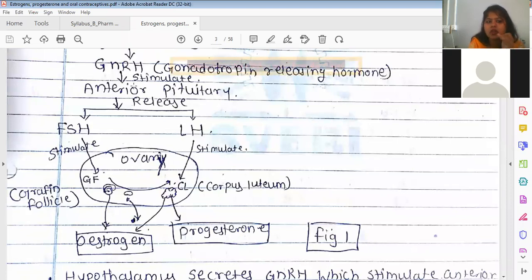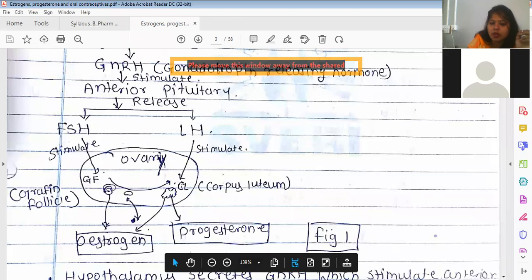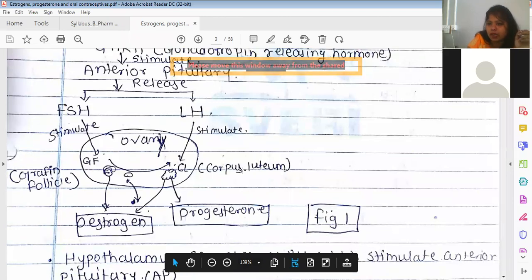FSH and LH. What is the FSH? FSH is the follicle stimulating hormone, and LH is the luteinizing hormone. Clear? Already in HAP we learned what is the role of the FSH and what is the role of the LH. FSH will stimulate the ovary and it will secrete the estrogen, while the LH will stimulate the corpus luteum in the female.